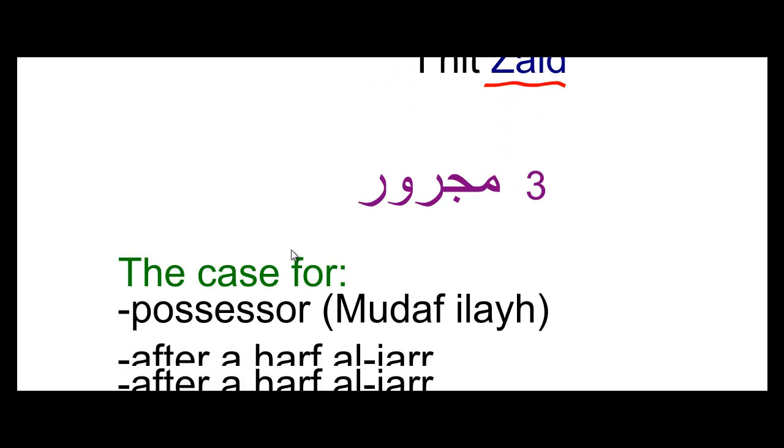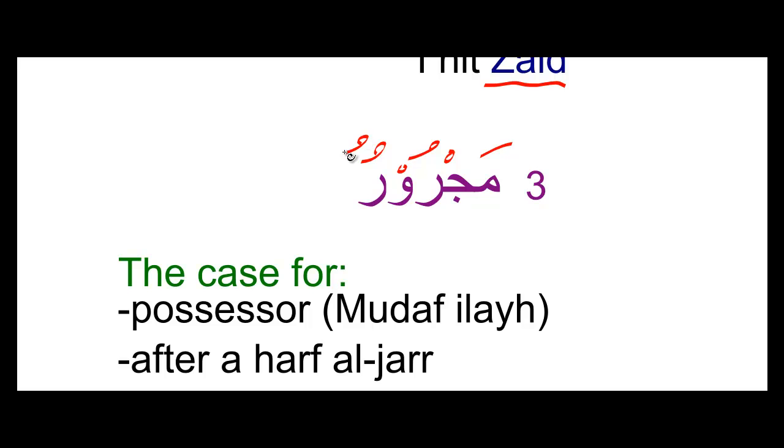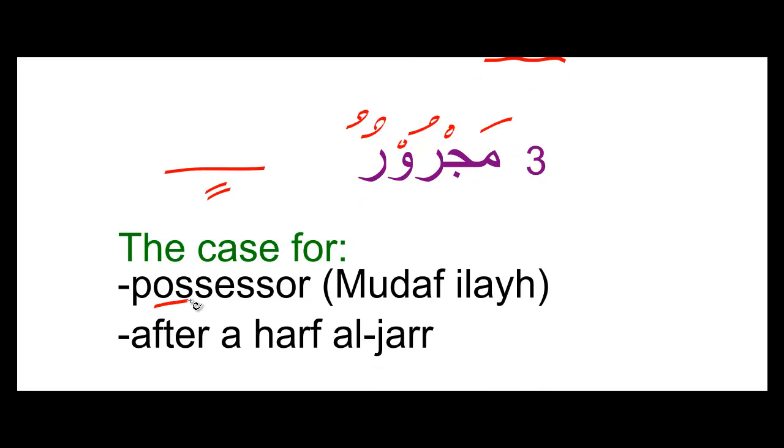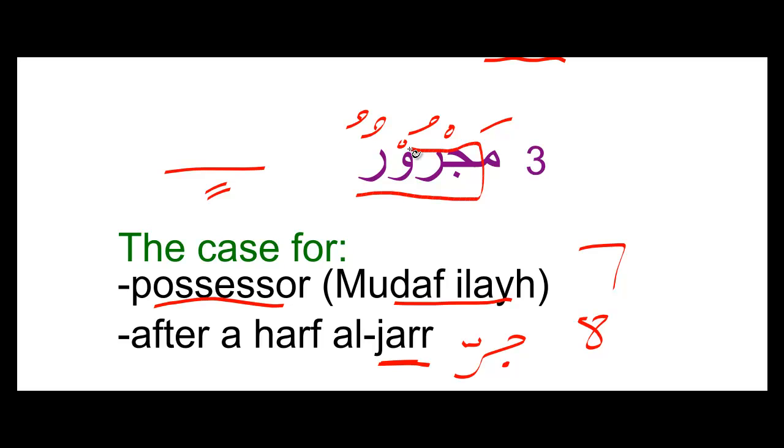Next we have the third case, which is majroor. And majroor is identified by kasra. It is the case for the possessor, which is mudaf ilay, which we did in lesson number 7, or after a harf al-jar, which we did in lesson number 8. And if you notice, jar, right, jar in Arabic, harf al-jar, correlates to majroor. And so it's easy to remember because every single harf al-jar, we looked at 8 of them in lesson number 8, the word after it takes the case of majroor.